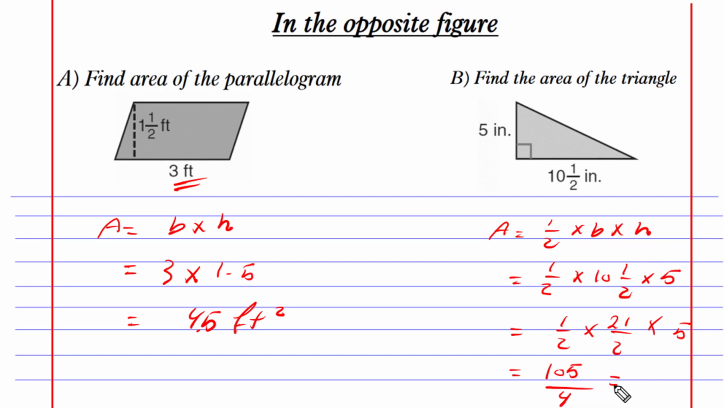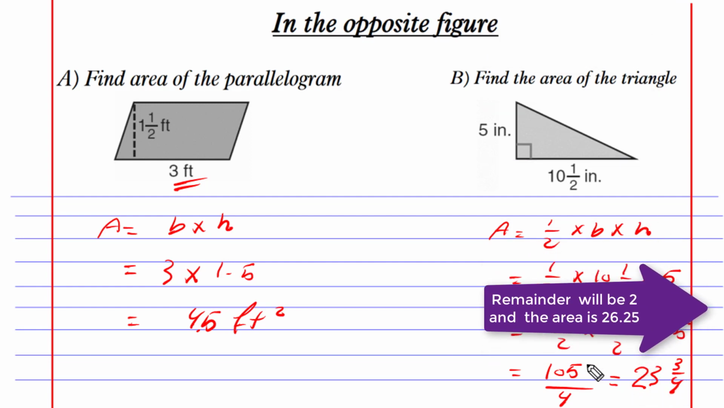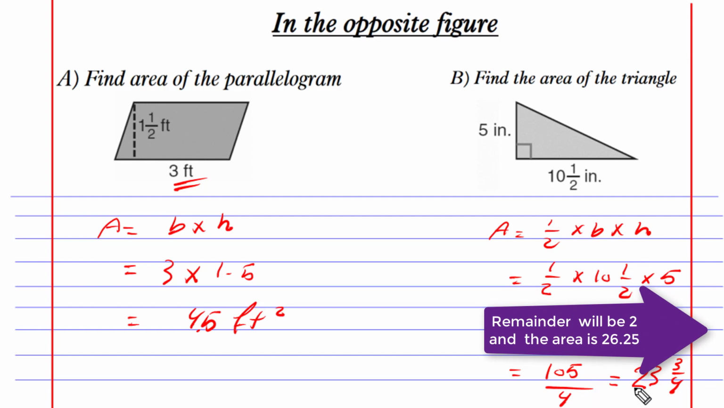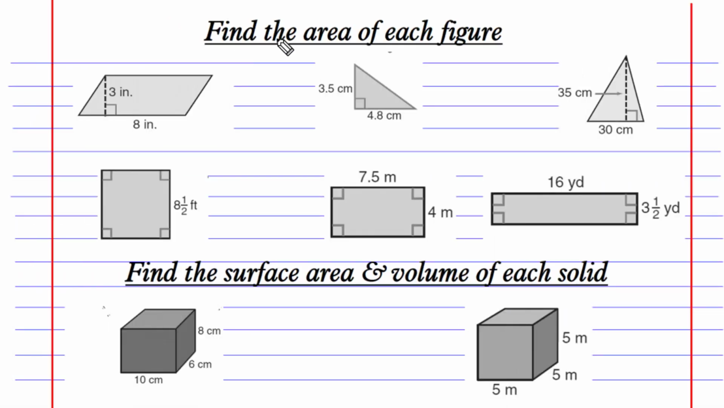Equals 4. Now we can simplify. 10 divided by 4 equals what? Equals 2. The remainder will be 1. Now 15 divided by 4 equals what? Equals 3. 3 times 4 equals 12. And the remainder here will be 3. Now we have 3 over 4. We can write 105 divided by 4 as 23 and 3 over 4 square what? Square inch.